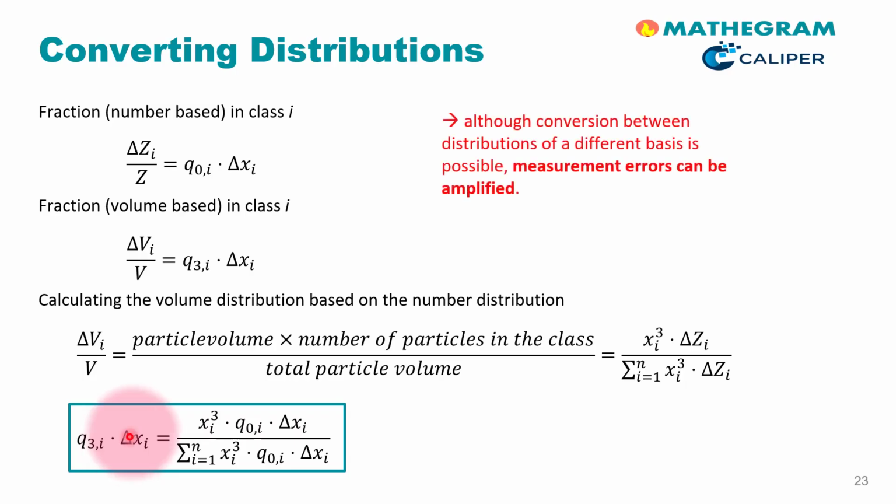Please note that also a conversion between distributions of a different basis is possible. Measurement errors can be amplified by these conversions. This is because not always the volume equivalent diameter can be measured, but some other equivalent diameter. Unfortunately, we do not have time to discuss this further.